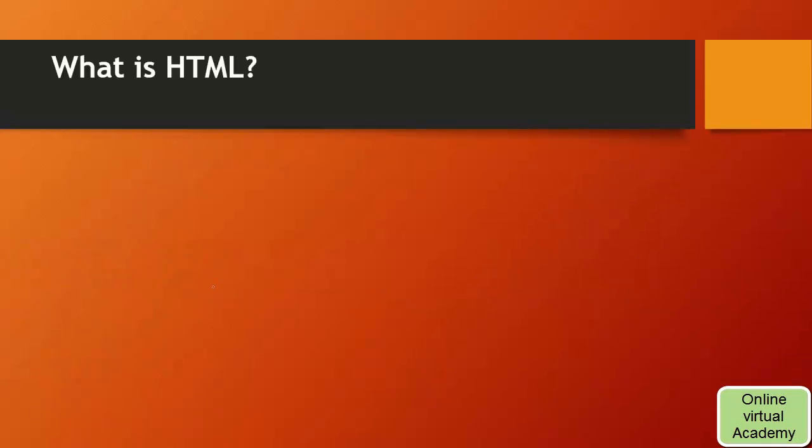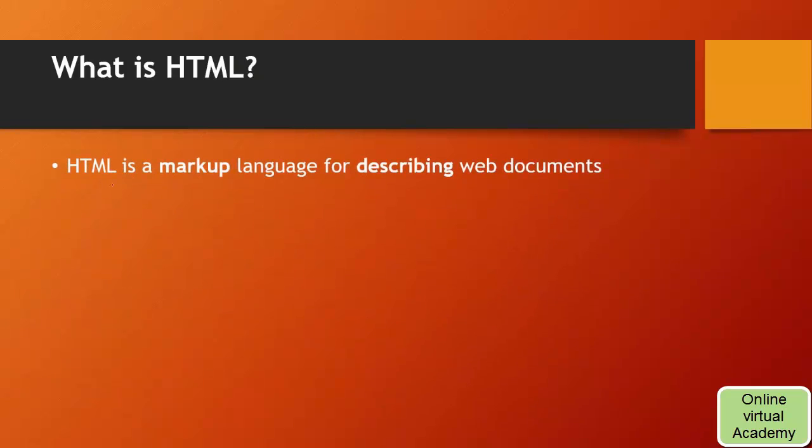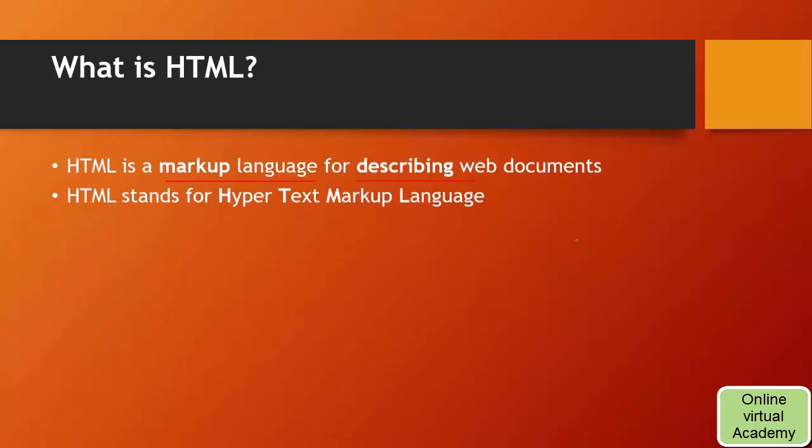What is HTML? HTML is a markup language for describing web documents. HTML stands for Hypertext Markup Language. A markup language is a set of mark tags.